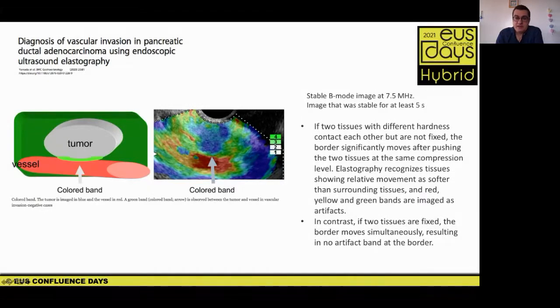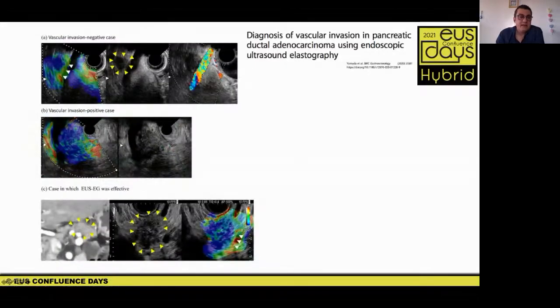In other words, the elastography is different. So if there are differences between elastographic parts, the intervening section has a different color. In contrast, if the tumor infiltrates the vessel, they move simultaneously, resulting in no artifact. Let's see examples. The upper one is there is no infiltration. This is the mass. This is the vascular structure. And when you put elastography, there is a colorful band in between.